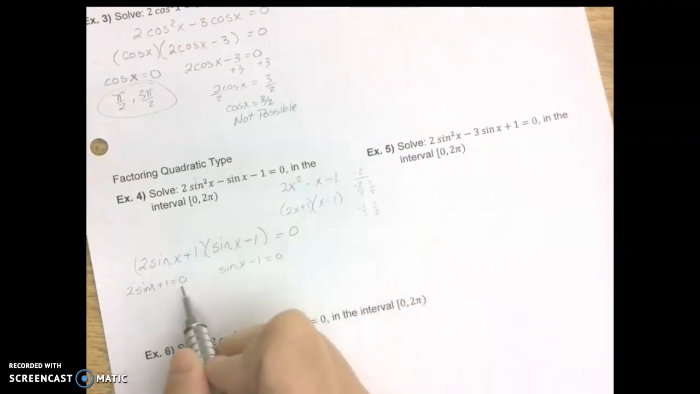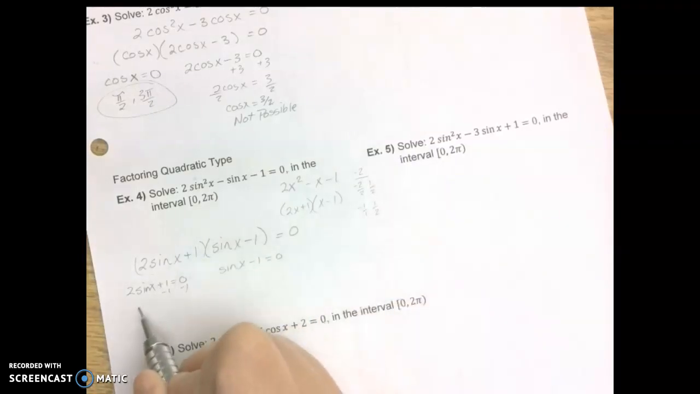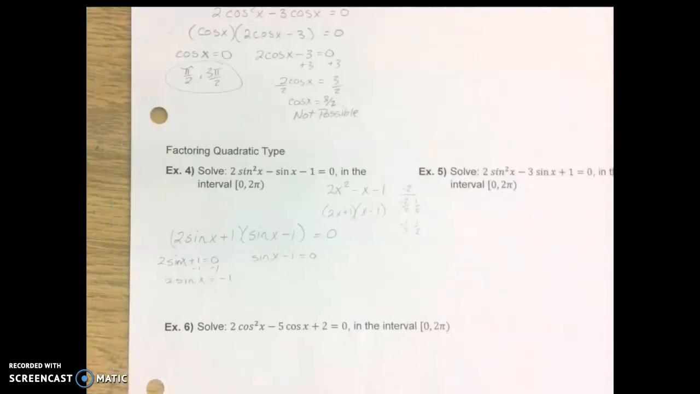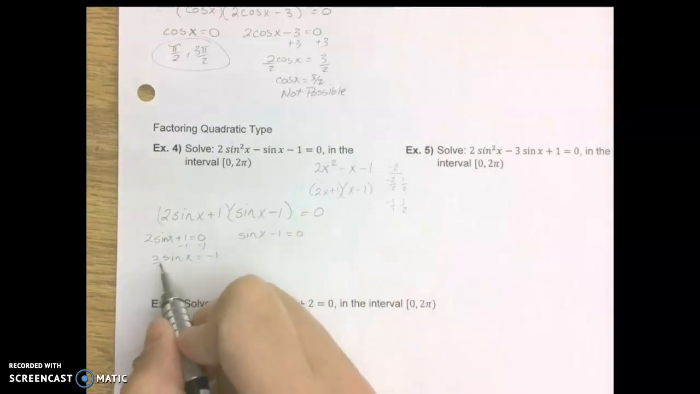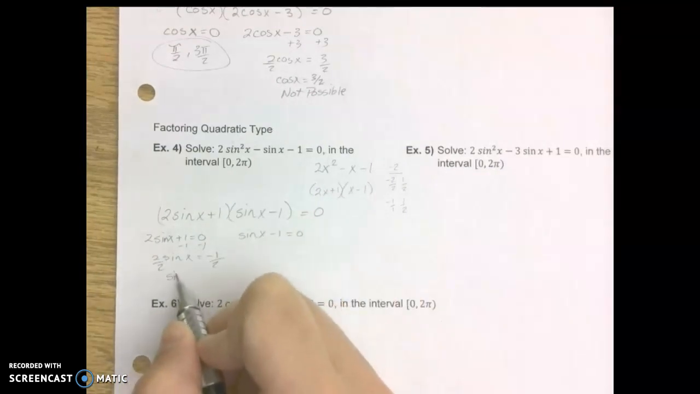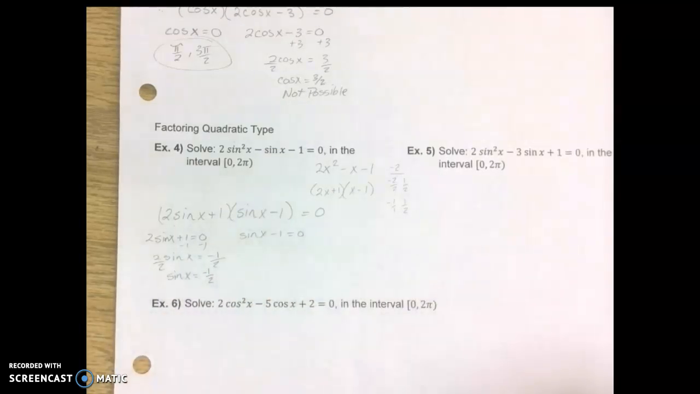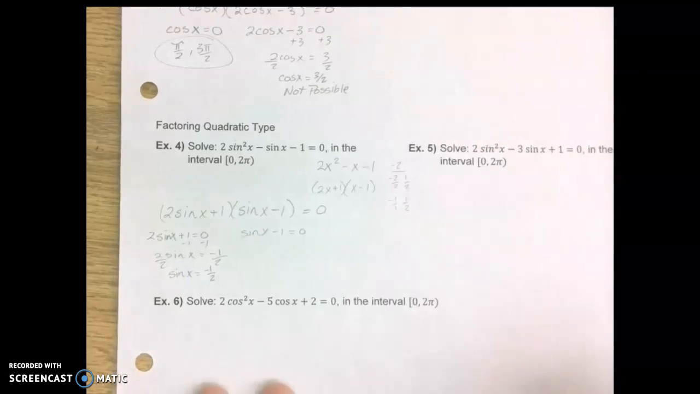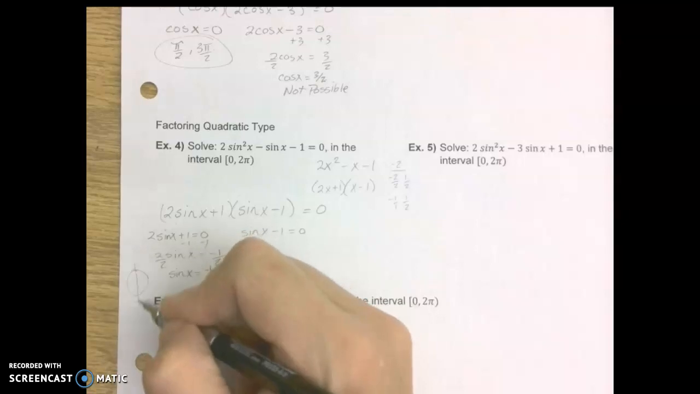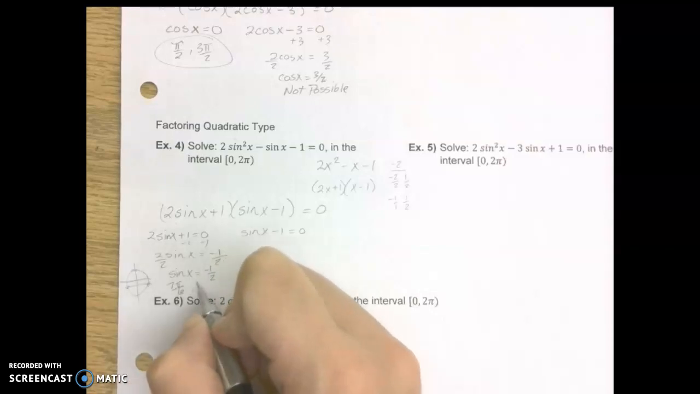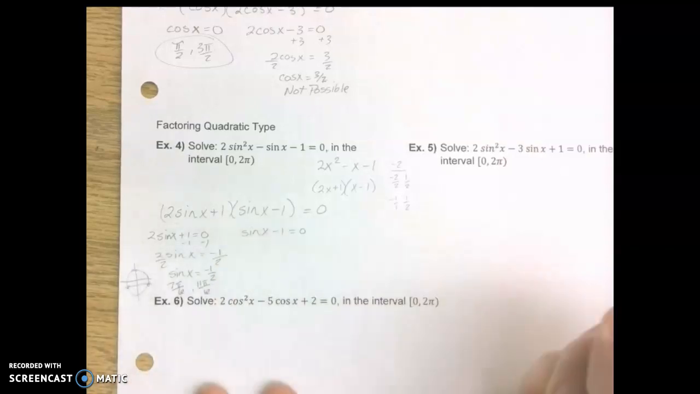Okay, subtract 1. Then divide by 2, and so sine of x is equal to -1/2. Well, I am very much aware that that is a value on our unit circle. So when is the sine value -1/2? That's going to be at 7 pi over 6 and 11 pi over 6.